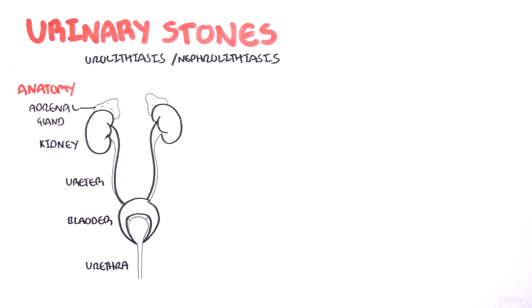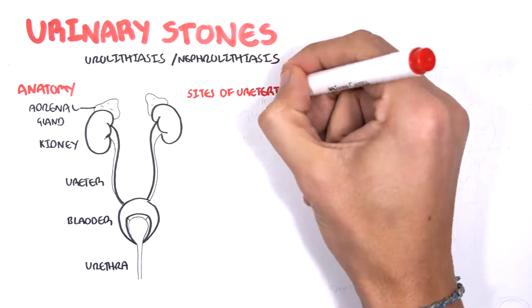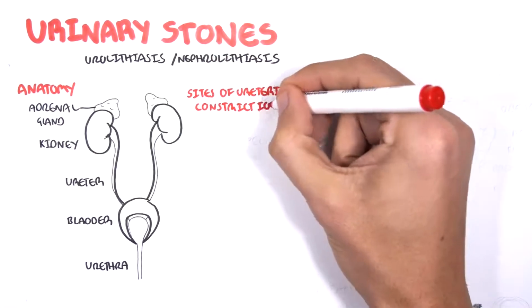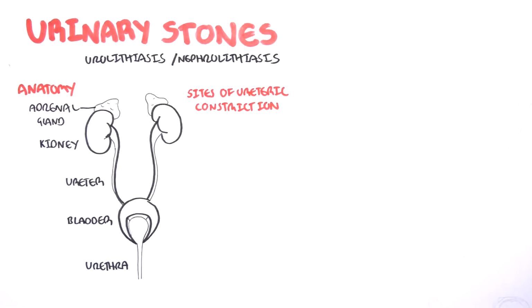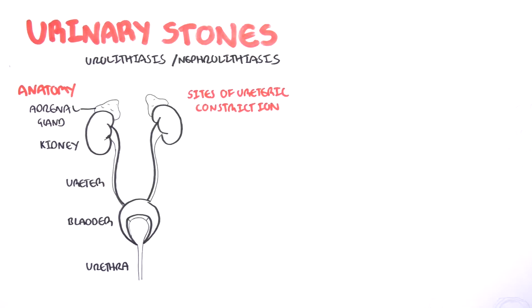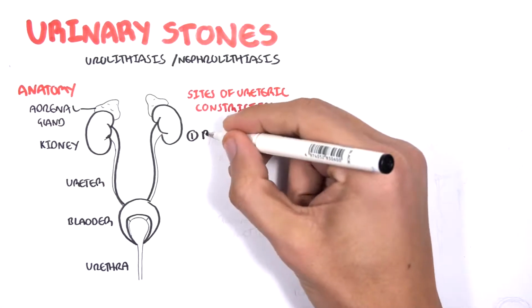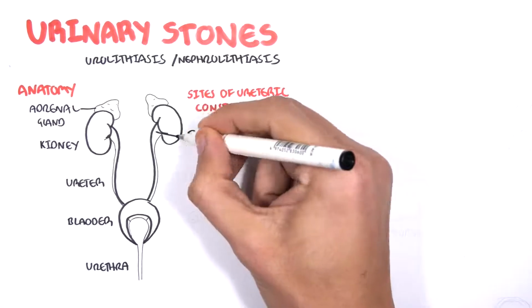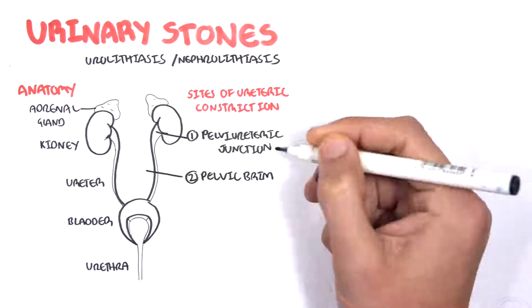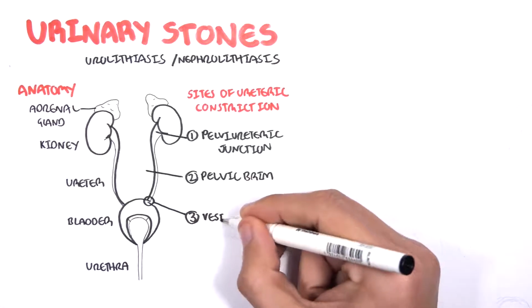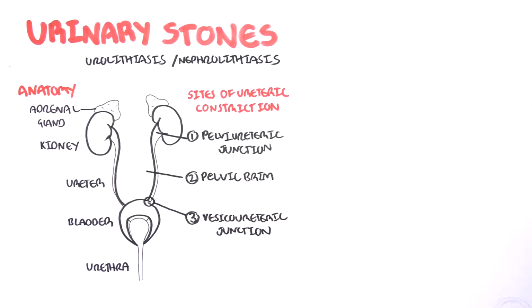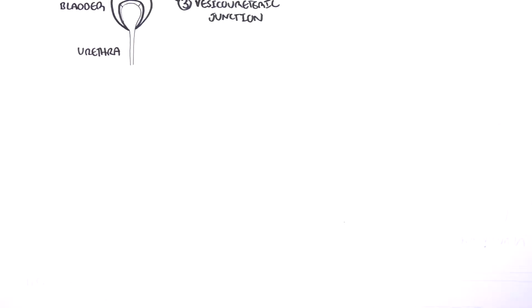The ureter has three sites of constriction, where it contracts the smooth muscle. And these are important to know because these are the sites where narrowing can occur, and also the site where urinary stones can lodge. The sites of ureteric constriction include the pelvic ureteric junction, the pelvic brim, and the vesico-ureteric junction. The vesico-ureteric junction is actually the connection between the ureter and the urinary bladder, which is sort of behind and under the urinary bladder.